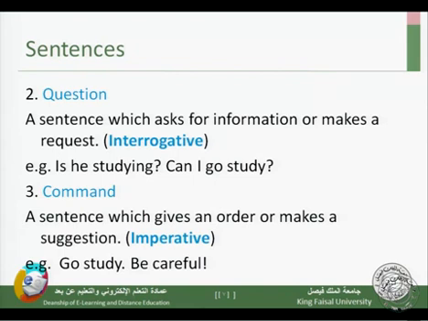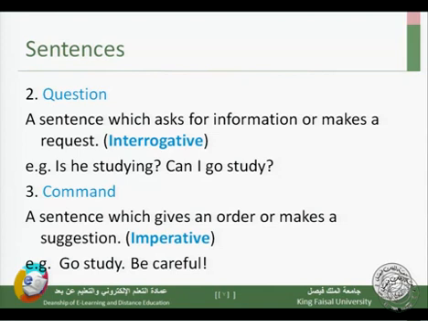And a command can also be a warning, or a suggestion, as we mentioned here. So "Be careful." When you tell someone to be careful, you are making a suggestion. You're trying to warn him of something, and you tell him to watch out, to be careful. This is also a command or an imperative. You'll notice there is an exclamation mark at the end of the sentence. "Be careful!" Exclamation mark here.